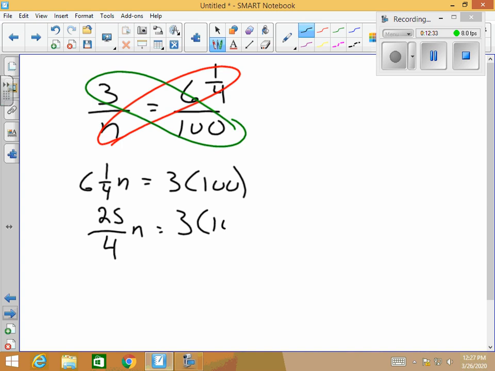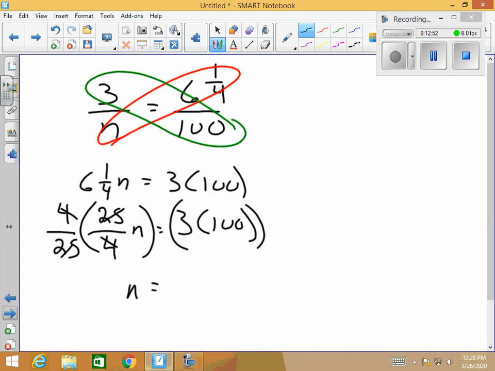I'm just going to fill out the rest of this, keeping my linear. Now, I'm going to take this side and multiply by the reciprocal, or copy dot flip. Anything divided by itself is 1, I get left with n. What I do to one side, I multiply it by 4/25. I'm going to multiply the right side by 4/25 to maintain equality.